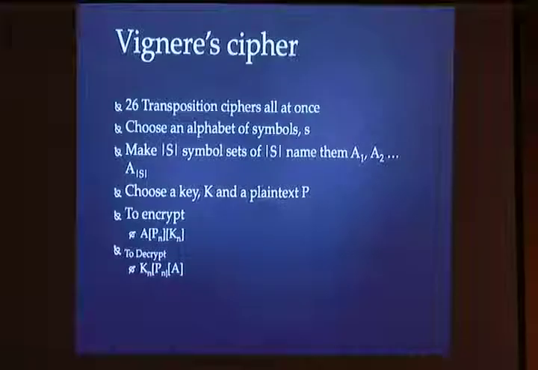The way you actually do it, if you wanted to mathematically do it, is you essentially choose a symbol S. For every symbol S, you make a separate alphabet, a separate set of transpositions, A1 through AS, choose a key in a plaintext.